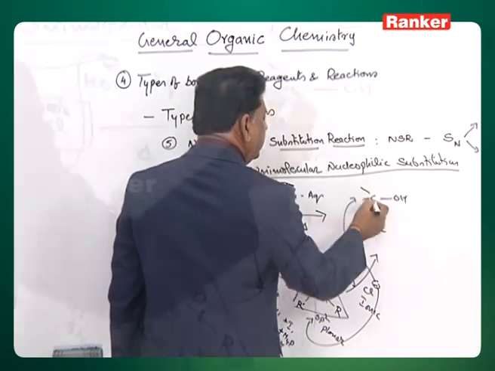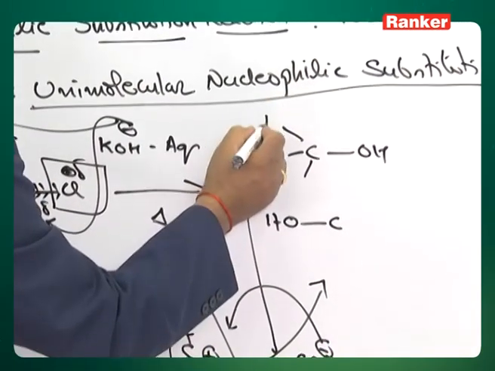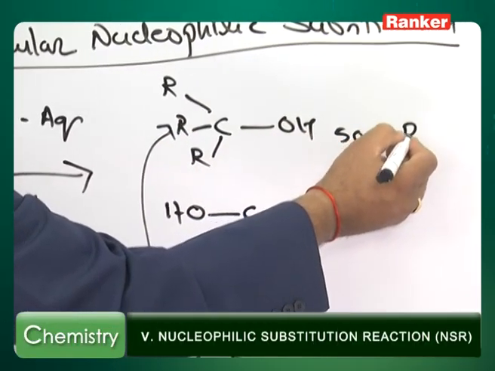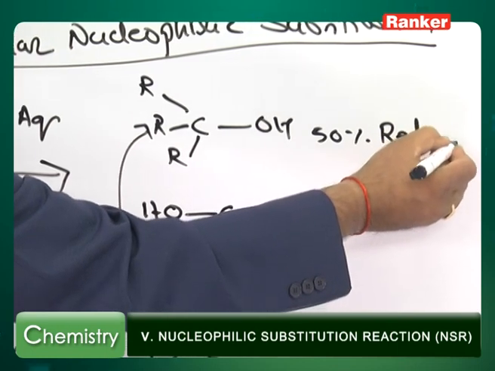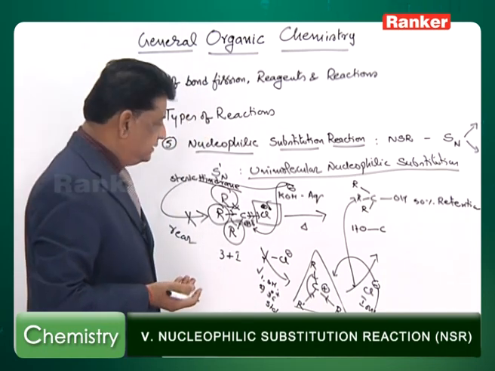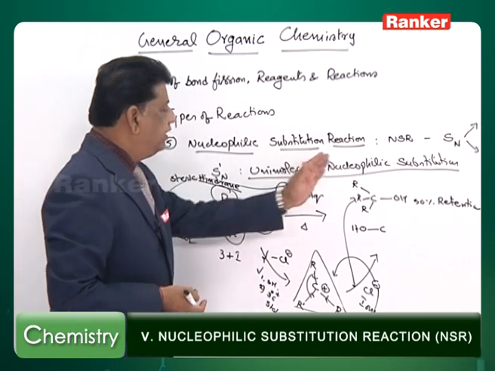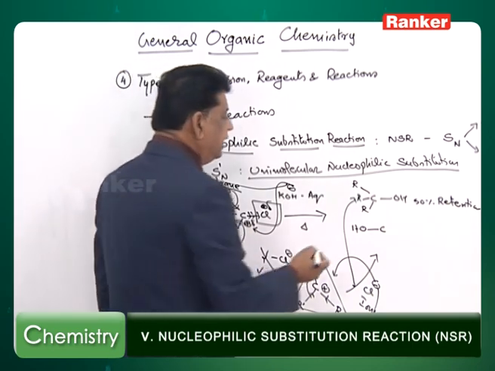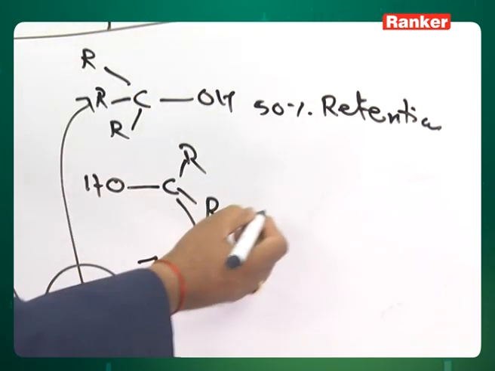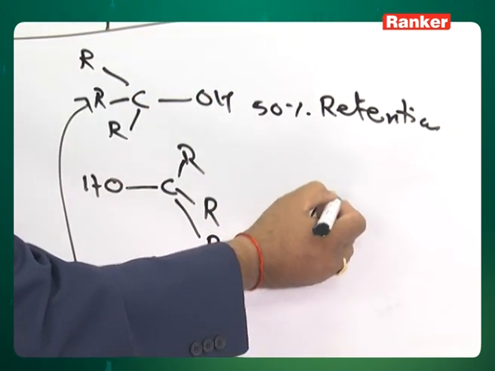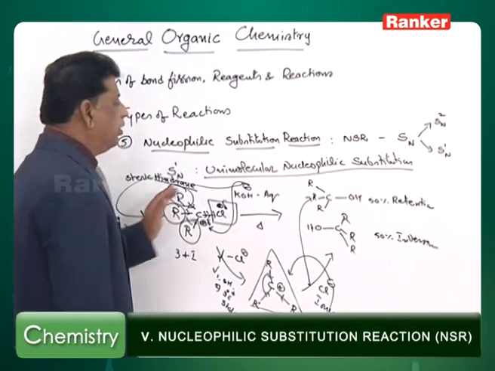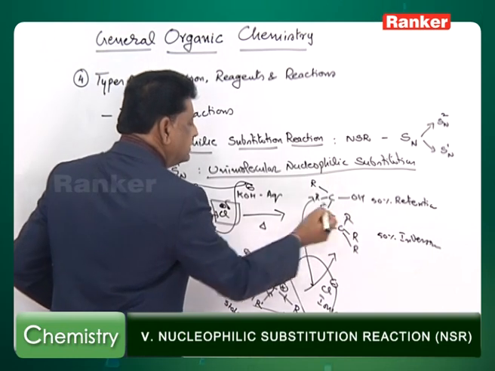One is the same type of answer, that is retention in the configuration. So 50% takes place as retention. Why only 50%? Mathematically, the plane will have two sides with equal chance. That's why 50% is the same configuration and 50% is inverted configuration, that is, the R group goes from this side to that side. So 50% inversion takes place, 50% undergoes retention. Okay. So a mixture of two products is formed.